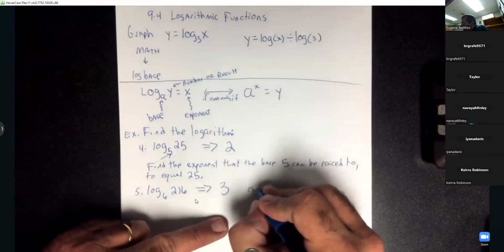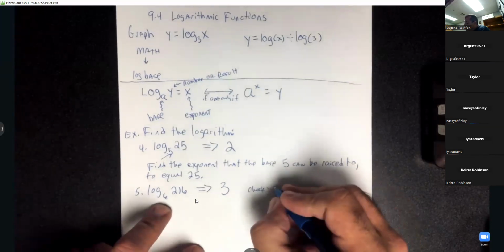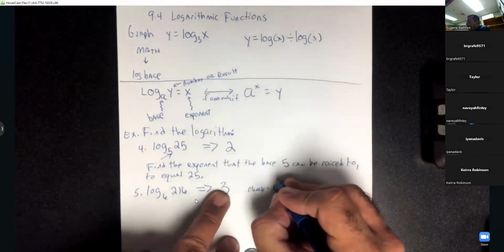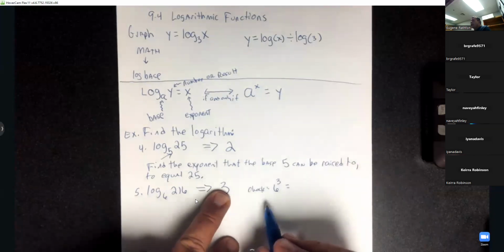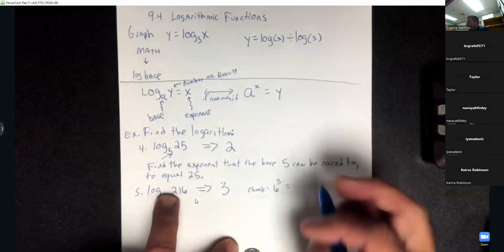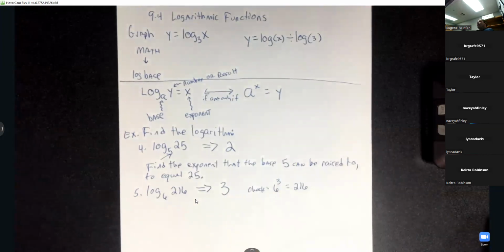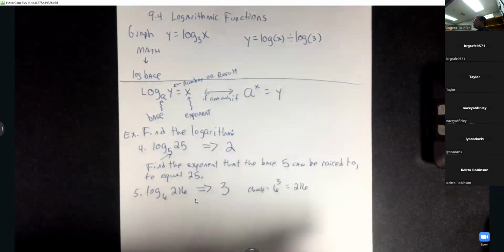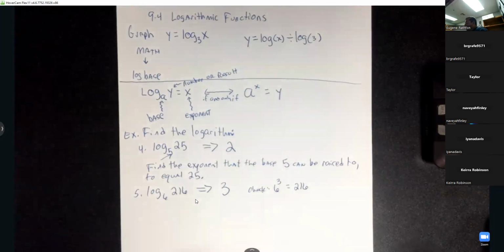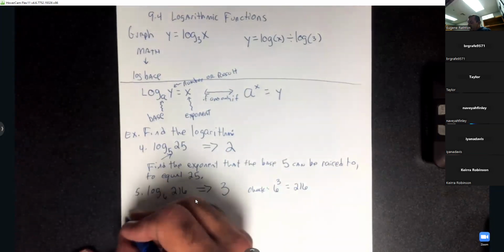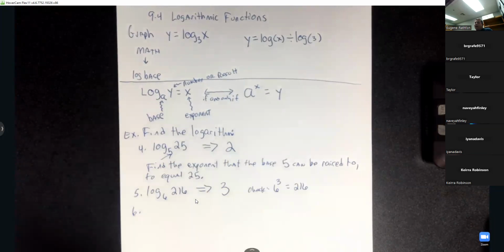Now, if you want to check that, take your base 6, raise it to that 3rd power. Remember, 6 to the 3rd has to equal 216. All right, so 6 times 6 is 36. 36 times 6 is 216. So they will check them out if you rewrite them, okay?